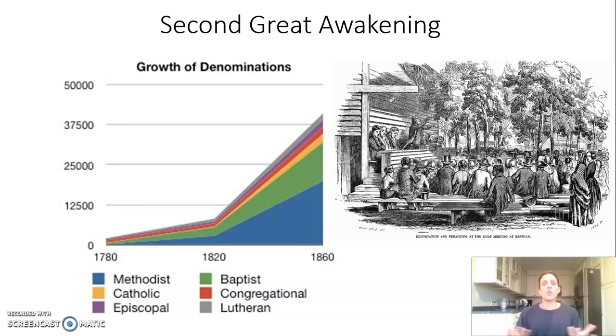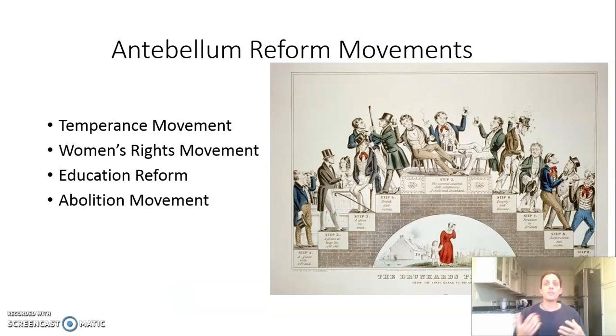So it's important in its own right for the religious movement that's taking place and the popularity of it. But it's also very important for its influence on reforms in other parts of American society. So you're also going to see this influence major reform movements in American society at the time. These are some of the key movements that stem, some of them from the Second Great Awakening, some of them from one another. So you see the temperance movement, the women's rights movement, education reform movement, abolition movement.